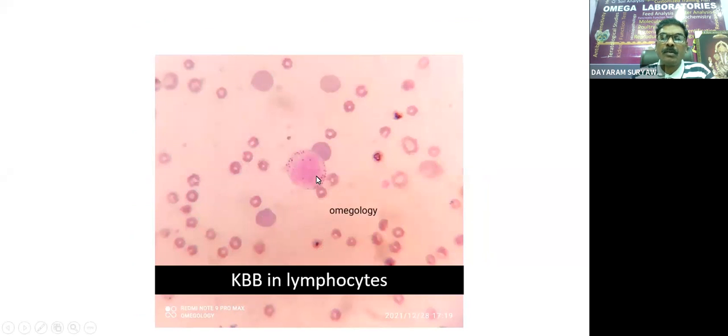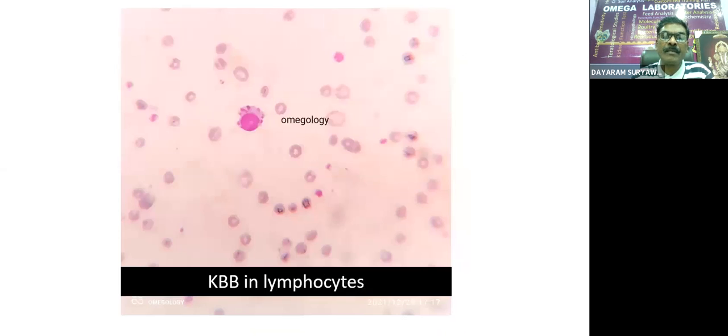Then KBBs, Koch's blue bodies, can be noticed in the circulating lymphocytes. Maybe small, tiny purple colored dots can be observed. Sometimes these dots come together and form big schizonts in the cytoplasm of lymphocytes. Like this, we can see the lymphocytes having multiple schizonts.